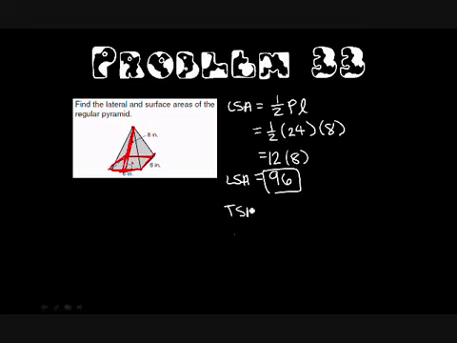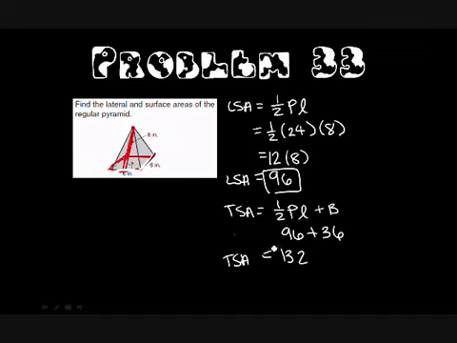And then to get our total surface area is going to be this formula. We've already done the 1/2 PL, that's 96. The capital B stands for area of the base. In this case, it's 6 and 6, so we get 36. 6 times 6 is 36. And if you add those together, you get a grand total of 132. And so that's your total surface area.